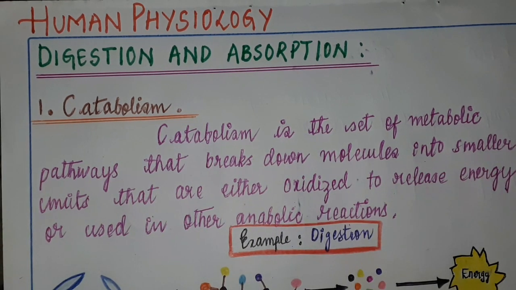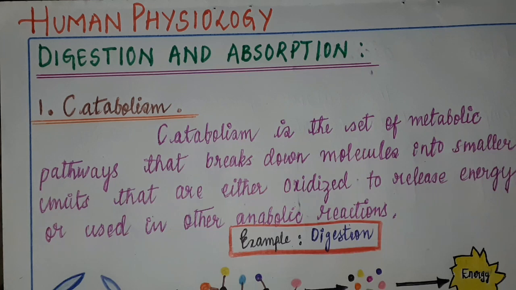Okay, so let me explain this. Catabolism is nothing but a set of different metabolic pathways. Here the larger molecule breaks down into smaller units, right? These smaller units are either oxidized to release energy or used in other anabolic reactions. So this is what catabolism means.